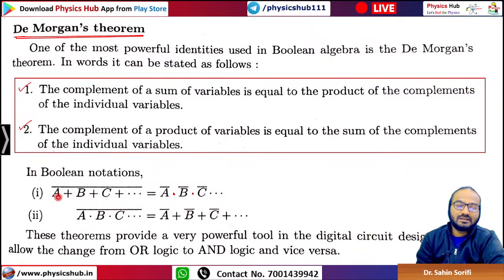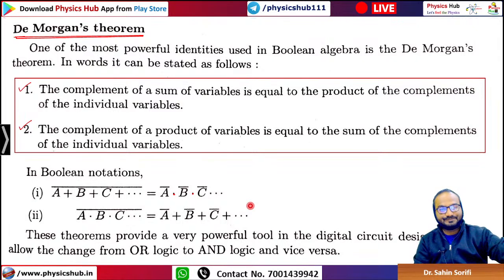These theorems are a very powerful tool because they can change the OR logic and AND logic into each other. You have an OR operation here, a plus b plus c, and we have converted it into an AND operation. Here the AND operation was there, a dot b dot c, and we have converted it into an OR operation, a complement plus b complement plus c complement, and so on. That is why this becomes very important.